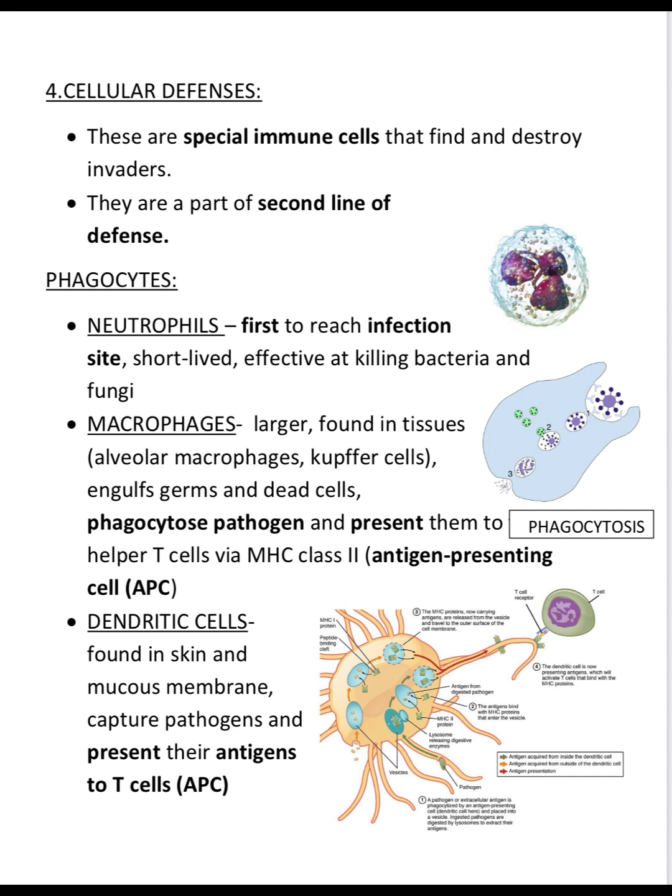Neutrophils are the most abundant white blood cells. They are the first to arrive at the infection site. They are short-lived but very effective at killing bacteria and fungi.